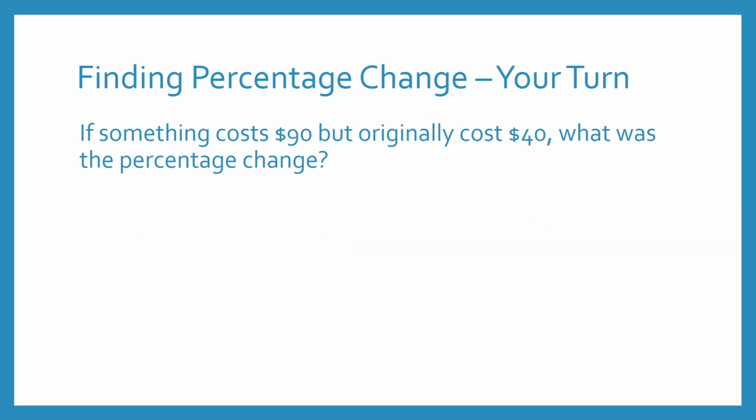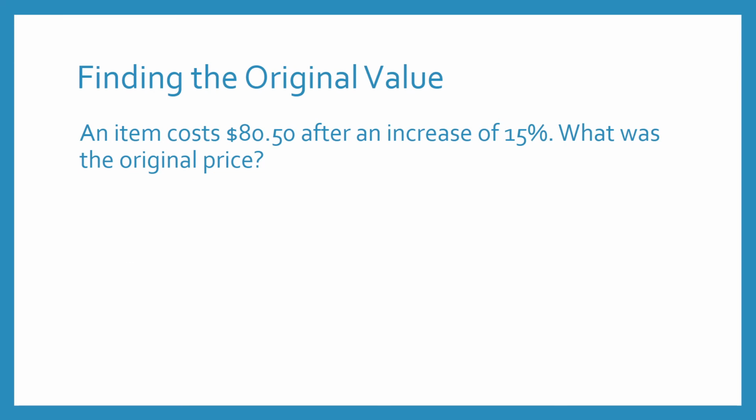This time something originally cost $40 and now it costs $90. Can you calculate the percentage change? So new minus old, 90 minus 40, we're going to end up with 50. So we put 50 over our original number, 50 over 40 is 5 over 4, which is 1 1/4, and as a percentage, we get 125%. This time it's positive, so we can say it's an increase. It's 125% increase.